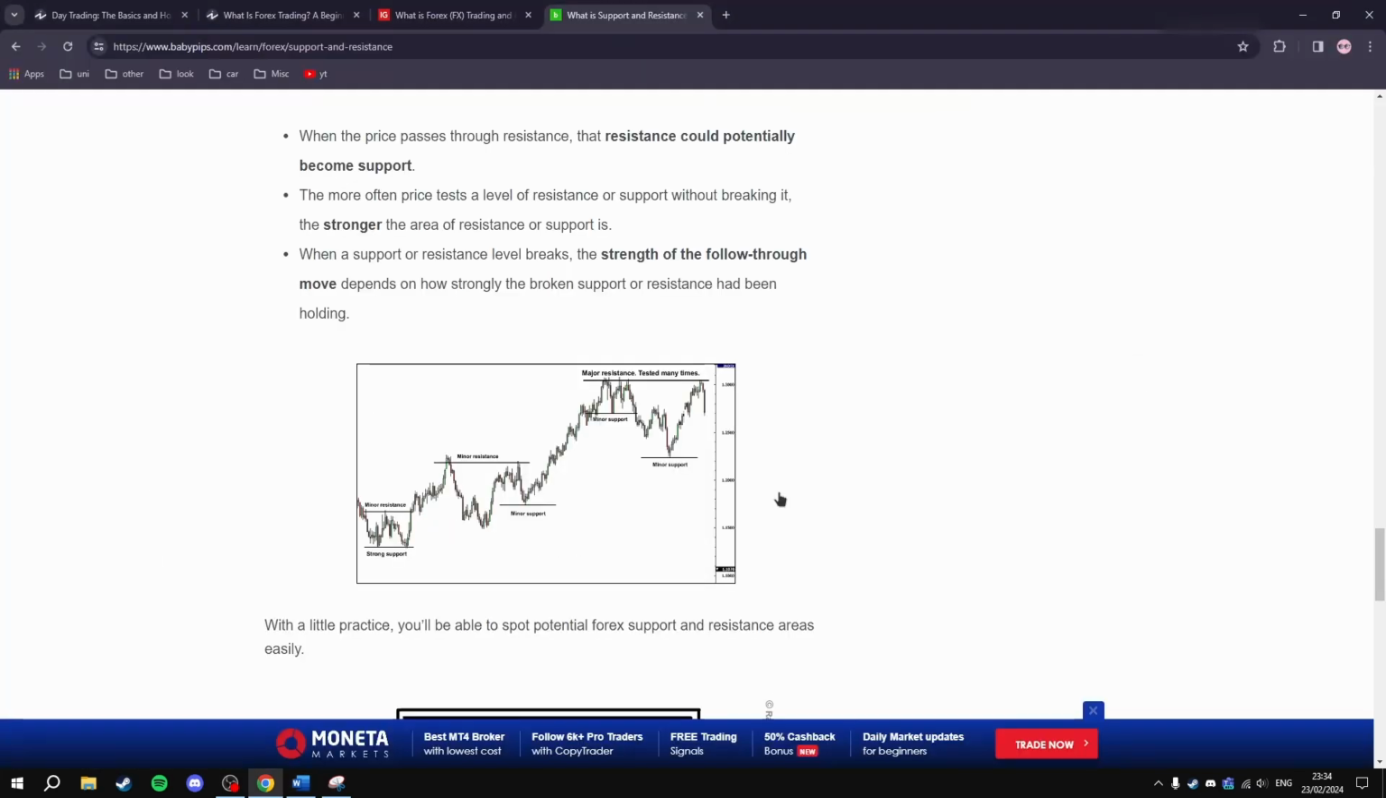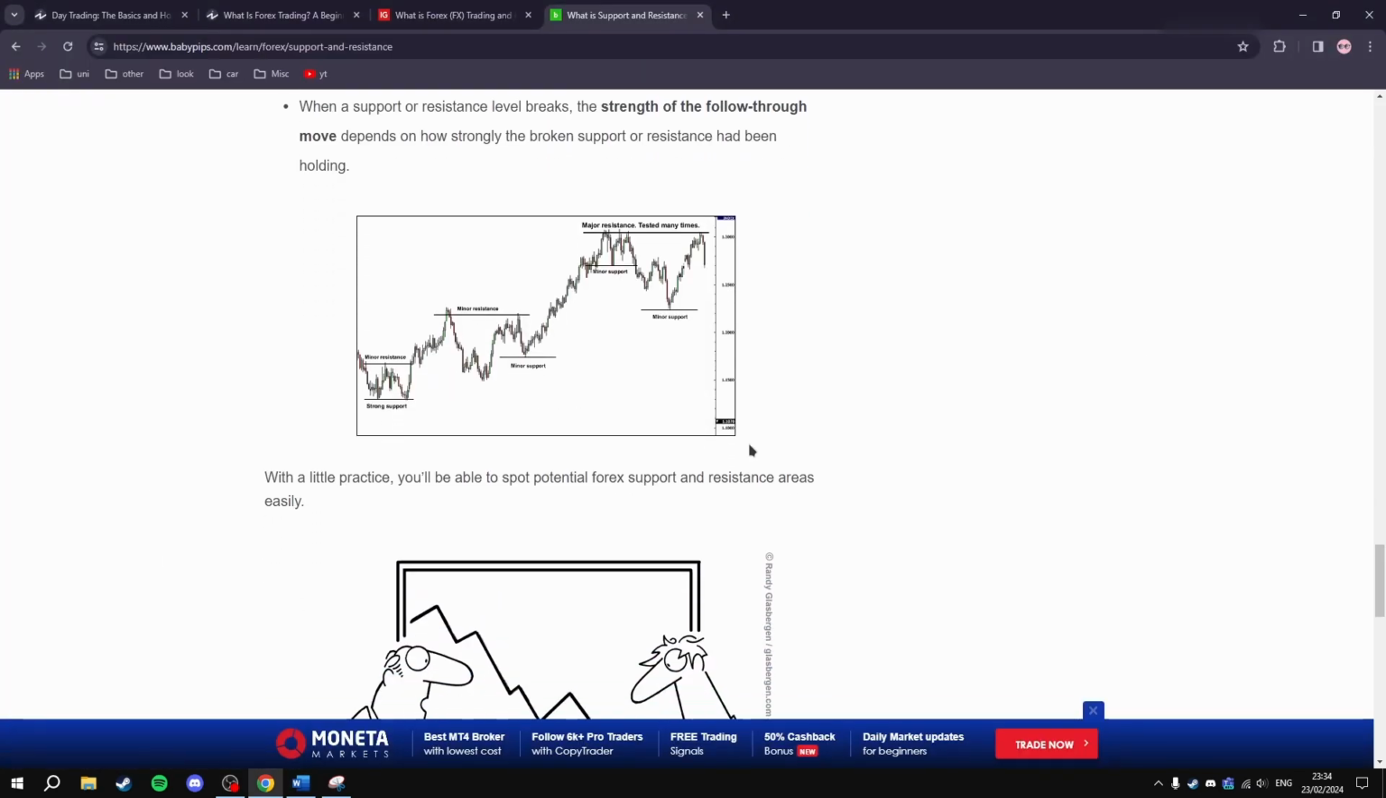When a support or resistance level breaks, the strength of the follow-through movement depends on how strongly the broken support or resistance had been holding.